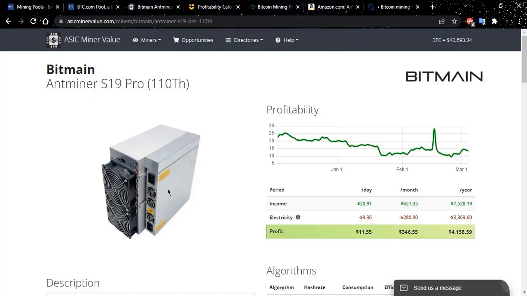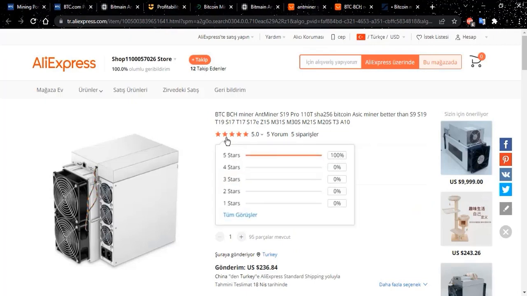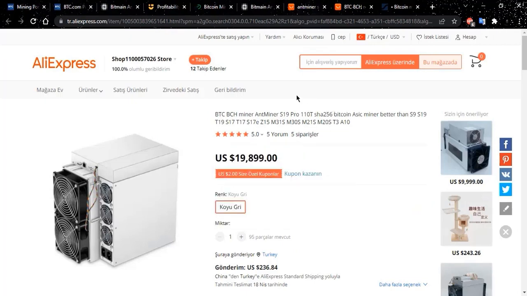So to be able to make good profits, we need to have dozens of these machines. We need to have maybe 10 machines at least. To me, we need to have 10 machines like that, 20 machines like that, so we can make some profits. And we have that machine on the website AliExpress. You see BTC or BCH miner, Antminer S19 Pro, 110 terahash Bitcoin ASIC miner, so it's 20,000 USD.